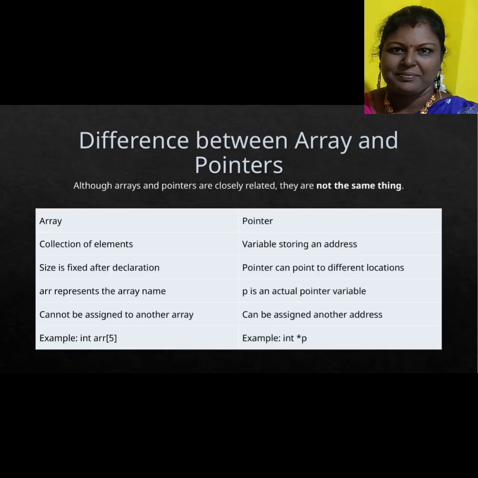To wrap up, it's important to remember that arrays and pointers, while closely linked, aren't identical. An array is a fixed collection of elements with a set size, while a pointer is a variable that stores an address and can change where it points. Arrays can't be reassigned, but pointers can. This distinction matters when working with memory and data structures.